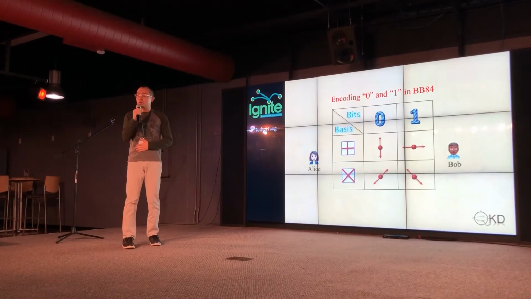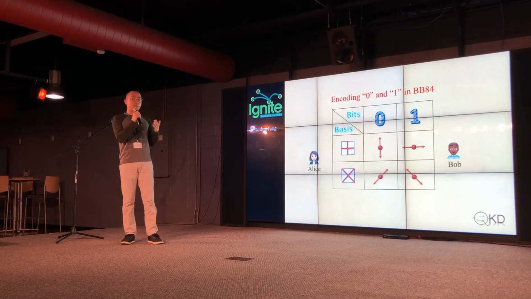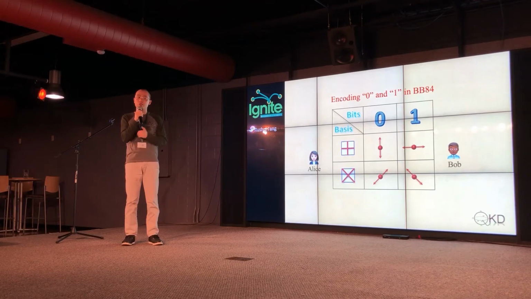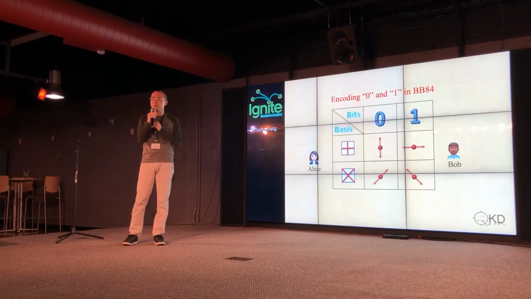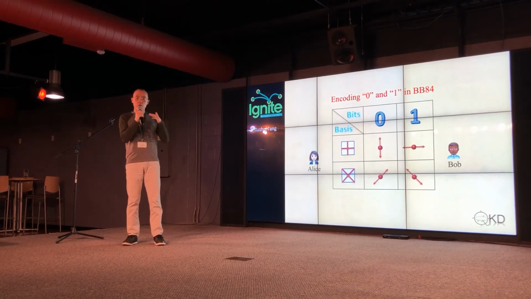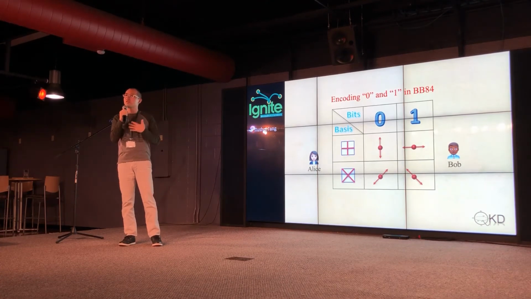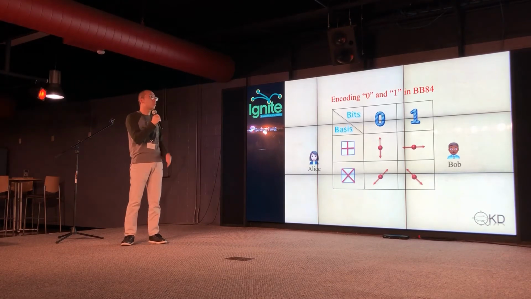In the BB84 protocol, bits are encoded in bases and polarized photons. If Alice wants to send bit 0, she could choose a rectilinear basis and prepare a vertically polarized photon. When Bob receives this photon without any distortion, he measures it using a rectilinear basis as well. Then he is sure to get a vertical polarization and recover bit 0.